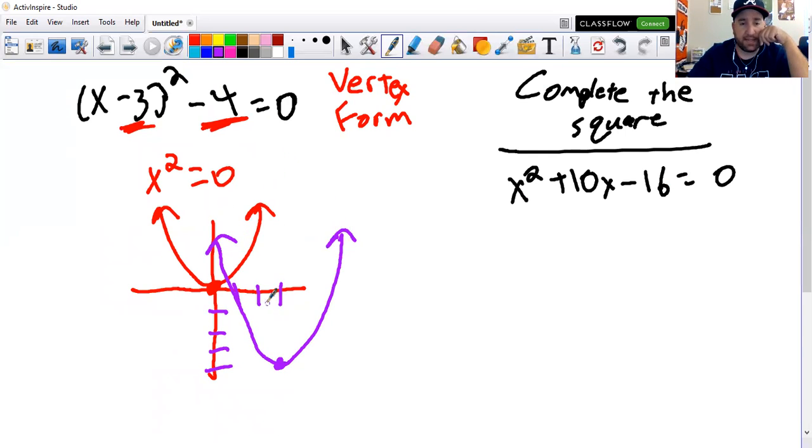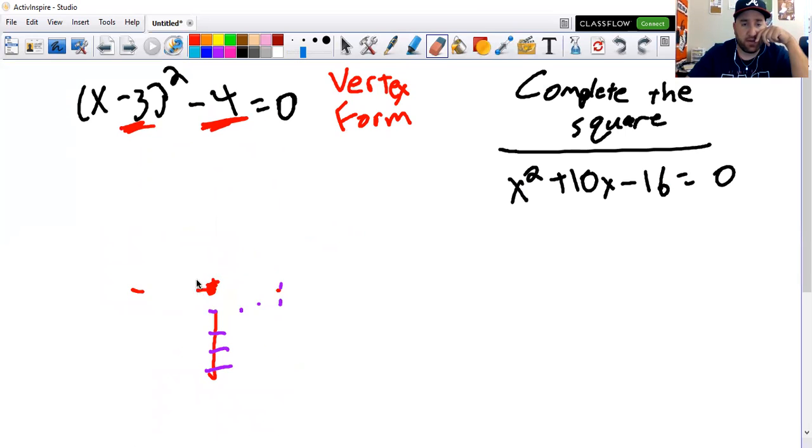So that's a very basic sketch of the parabola. We can get a little more finite, however, by using the square root method to solve that. So let me erase this. I'll redraw it in a minute. Okay. So how do I use the square root method to solve this?